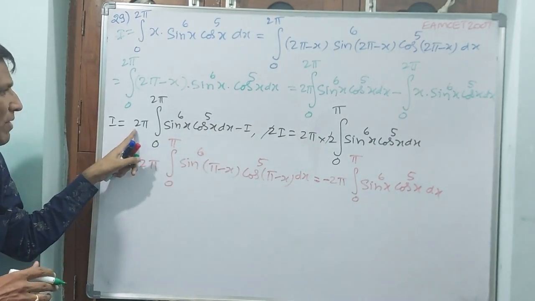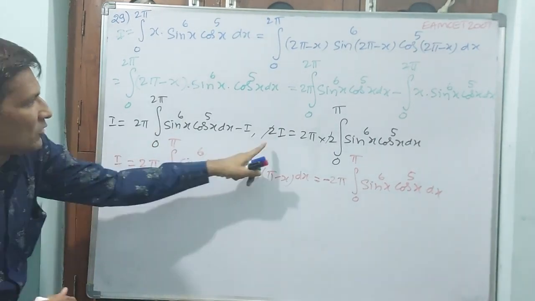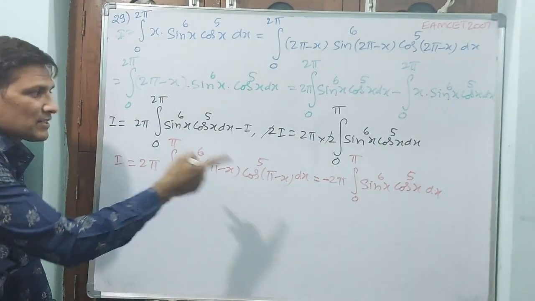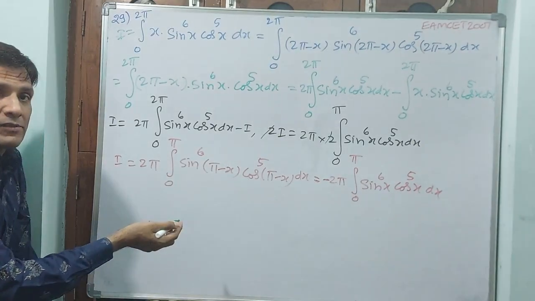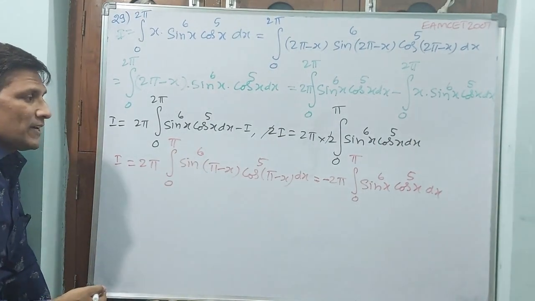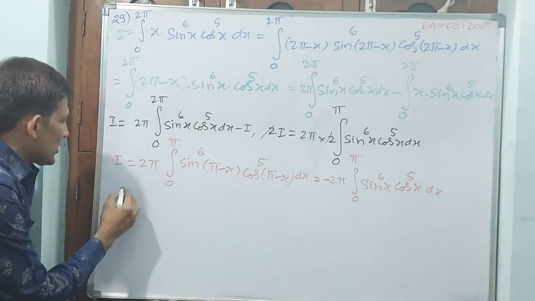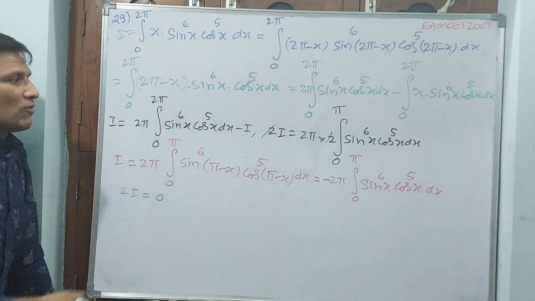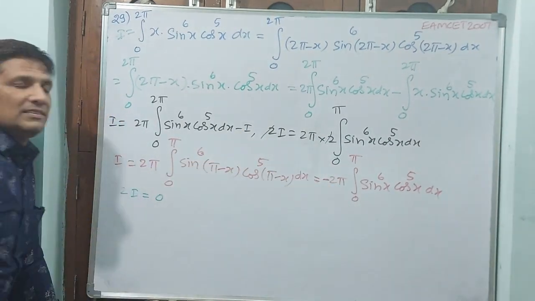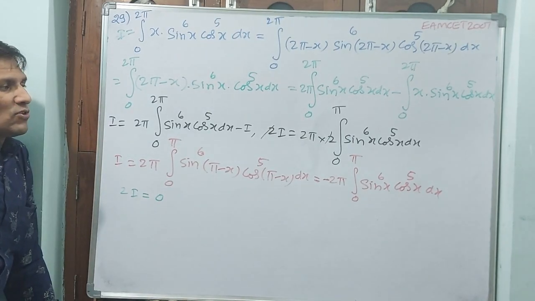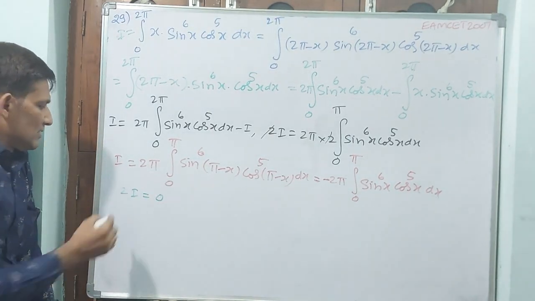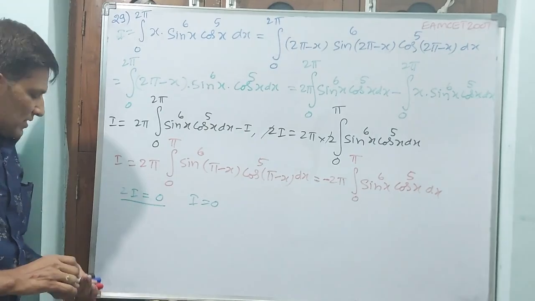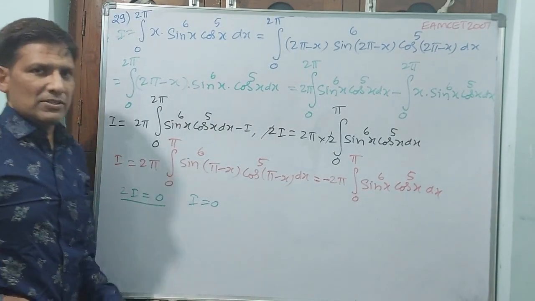Wait a minute, you see here 2 pi is here, 2i is equal to 2 pi, 0 to 2 pi, this one. I has come again, this one. Okay, now see, shall I write 2i is equal to 0? We call plus and minus. Understand? Okay? 2i is equal to 0, or else I is equal to 0. You put the value of I is equal to 0, that's all. Okay? Let us go for the next question.